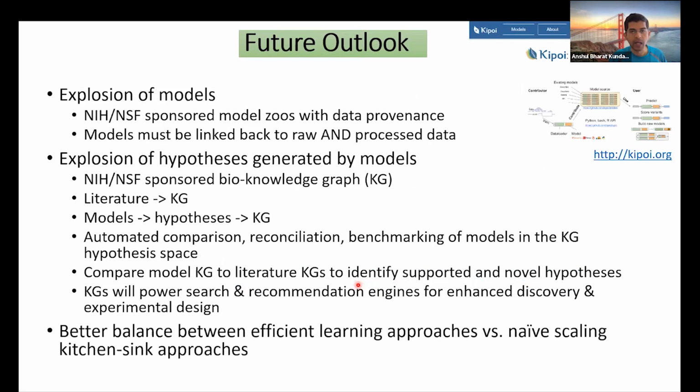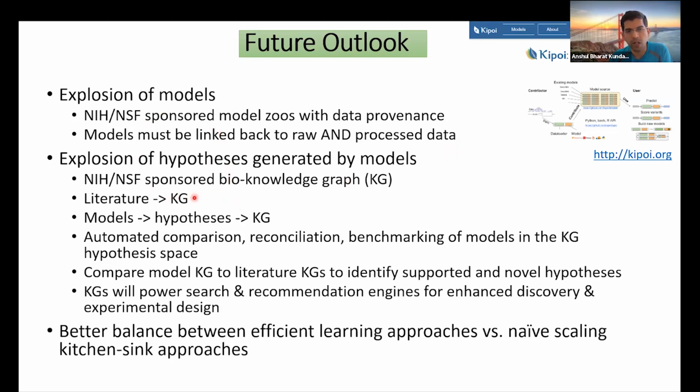Papers coming soon. And just a quick future outlook. I mentioned this in some of our discussions yesterday as well as today, but there's going to be an explosion of models over the next few years, and I think it's really important that we have centralized repositories for models, just as we have for data. These model zoos must be linked back to the raw as well as processed data sets for provenance. Otherwise, you won't know what the models are actually trained on. So that's quite useless. Honestly, if you have a model and don't know what exactly it's trained on, you might as well not use a model at all.